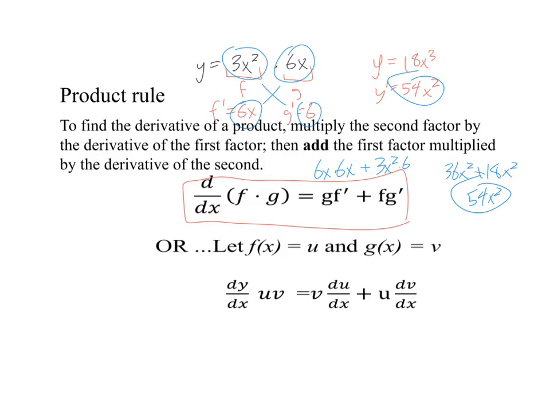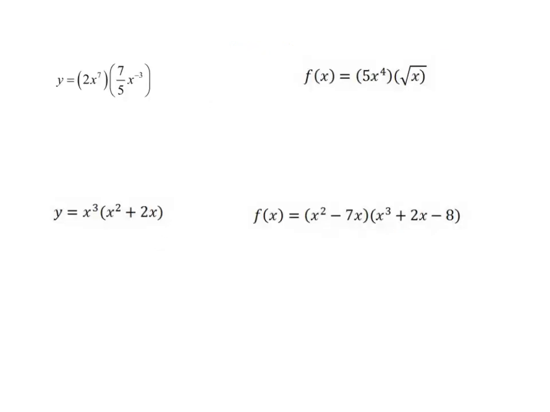The formula I circled was the fg prime one. That's just using the prime notation. The other formula I have on the bottom is the same thing, but using the dy dx version. If you have two functions, in this case, let's call them u and v, our derivative would be v times the derivative of u plus u times the derivative of v. So it's the same formula, just written slightly differently. Most people like to stick with the first one.